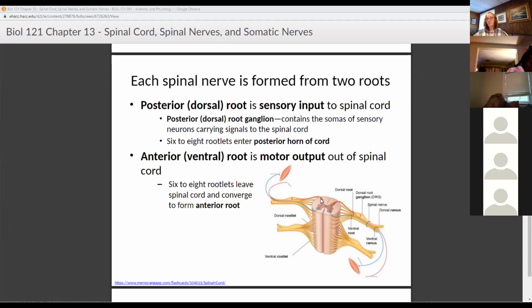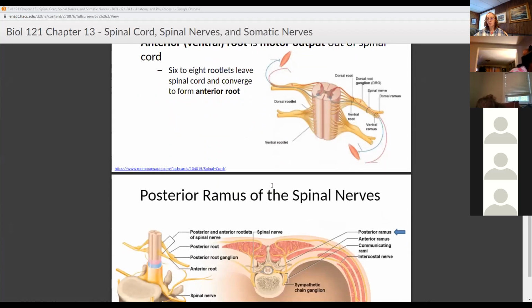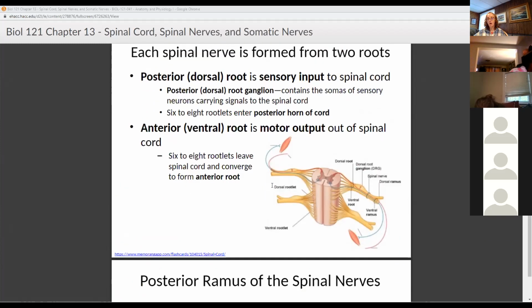The anterior or ventral root is the motor output of the spinal cord, where 6 to 8 rootlets are going to leave the spinal cord and converge to form the anterior root. So posterior root is sensory, anterior root is motor. Questions?